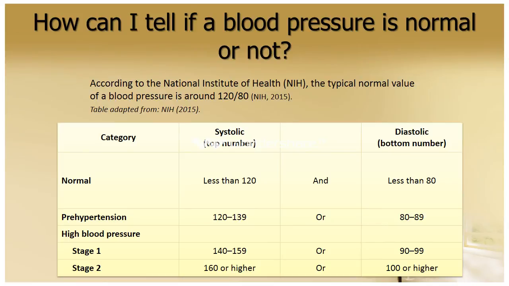A normal blood pressure is usually around 120 over 80. Anything less than that is considered lower. Anything more than that is considered higher. Again, being able to recognize the difference between a high blood pressure and a low blood pressure is important.